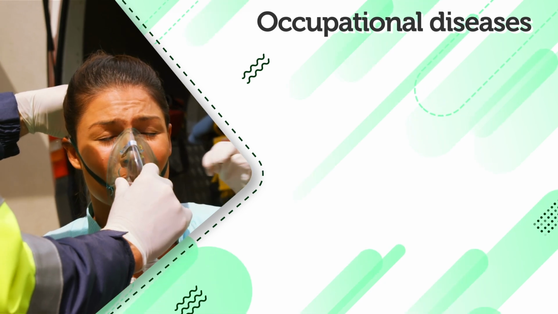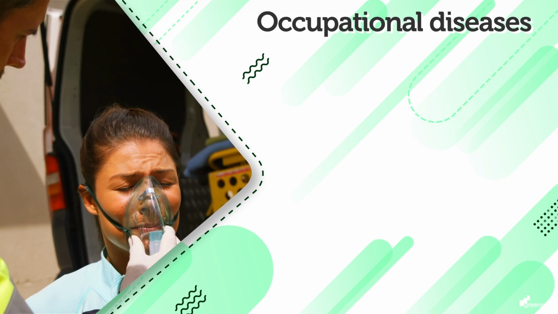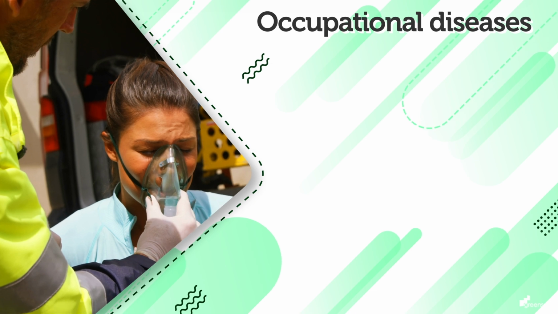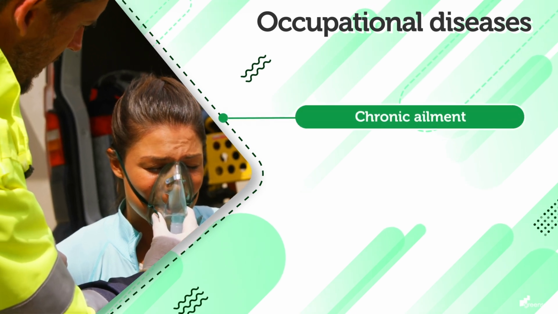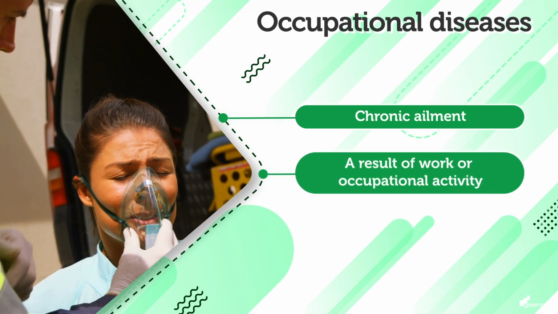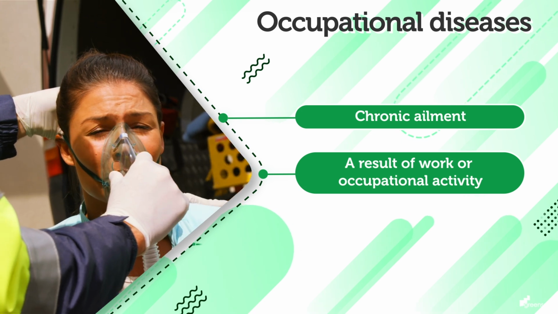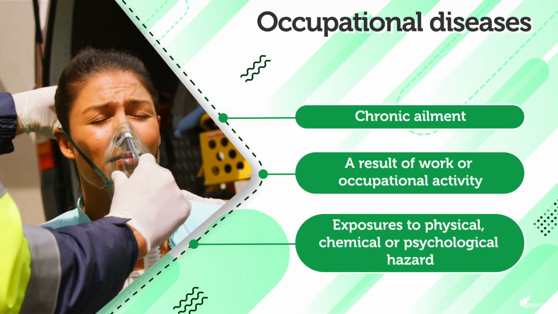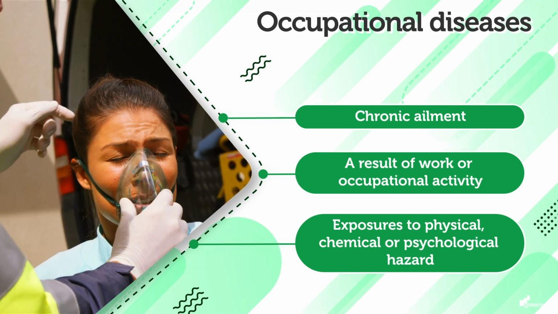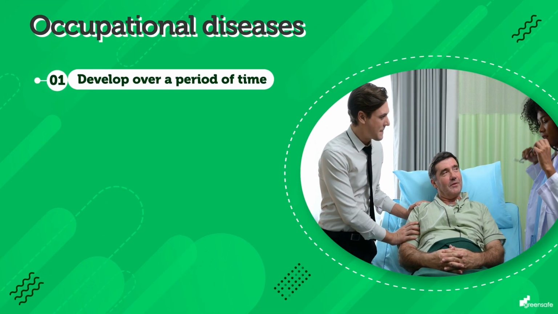Occupational diseases is the term generally used to refer to work-related illnesses. To better identify these diseases, pay attention to the following traits of occupational diseases. These diseases are first and foremost a chronic ailment, meaning that they are long-lasting and they occur as a result of work or occupational activity. Very often, these illnesses are related to exposures to physical, chemical, or psychological hazards. Furthermore, they usually develop over a period of time.